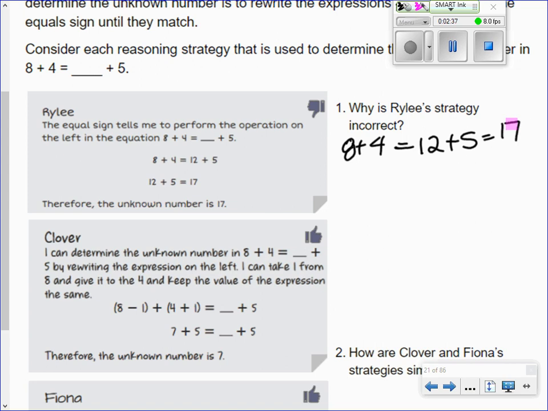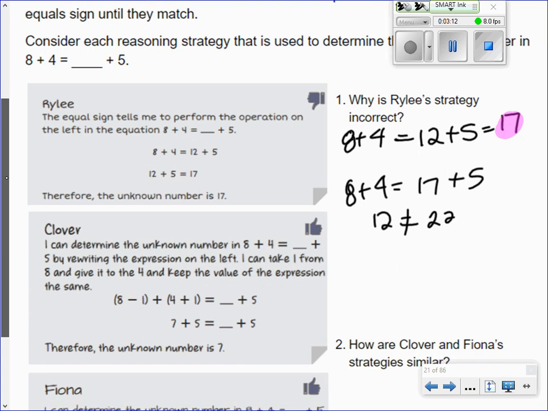So if we take her number, to prove it, we have to plug it back into our original equation. 8 plus 4 equals 17 plus 5. Well, that's not true. 12 is not equal to, what is this, 22? That's not right at all. So how do we do this so it is correct? What are they trying to get us to do with these equal equations?